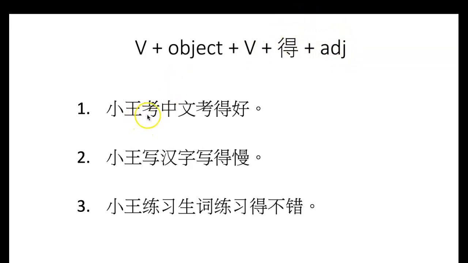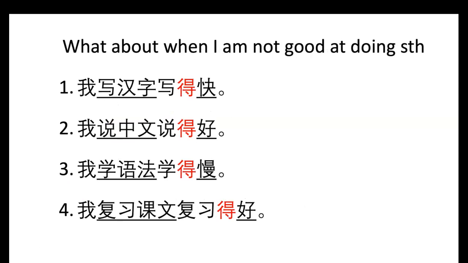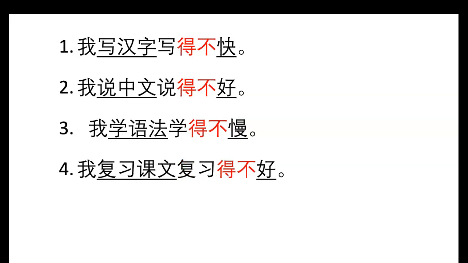For example, 小王考中文考得好. So this adjective 好 is used to describe the action 考, take the test. In this case, it's take a Chinese test. Okay, so we went over all these sentences in class, so I just want you to read them one more time. And also you need to know when you want to use a negative form of this grammar, how the structure would look like.